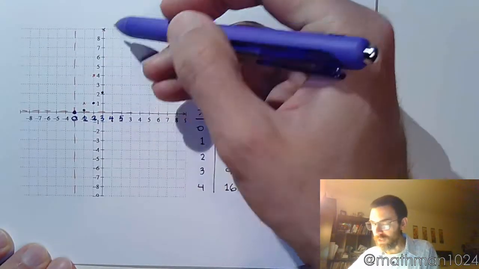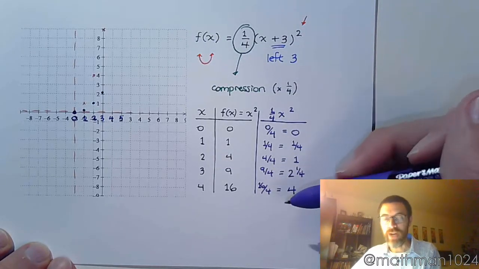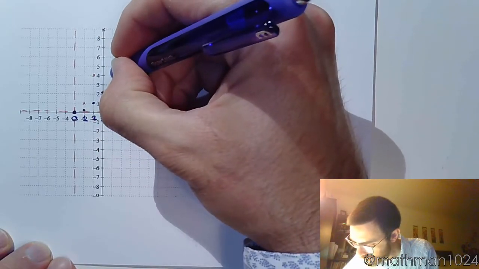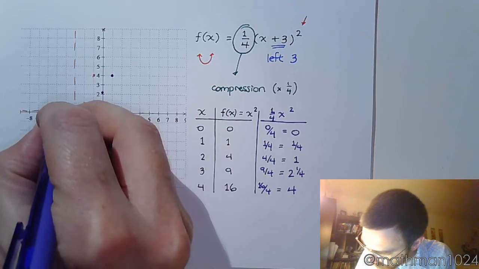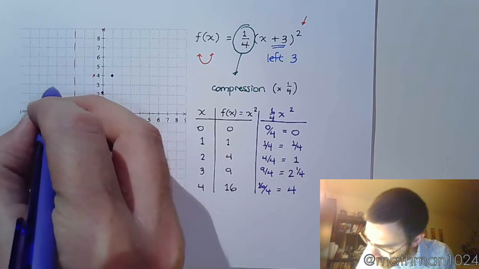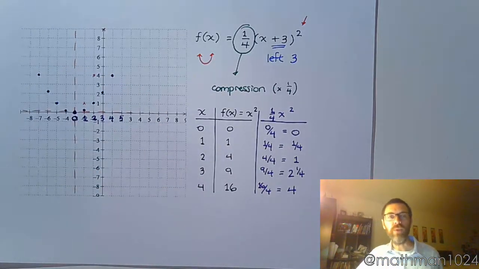Normally 4 squared would be 16, that's way off the chart. But I'm taking that 16 and dividing by 4. So we end up with that guy right there. And you can copy these on the other side. So there's the 1/4, 1, 2 1/4, and 4. But we need more points, right?